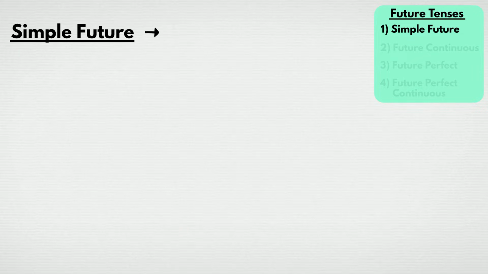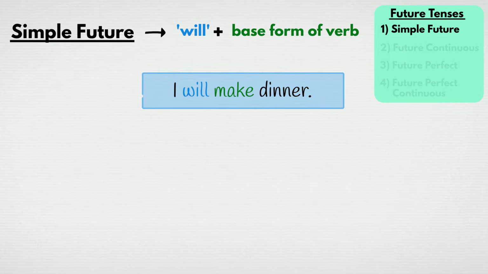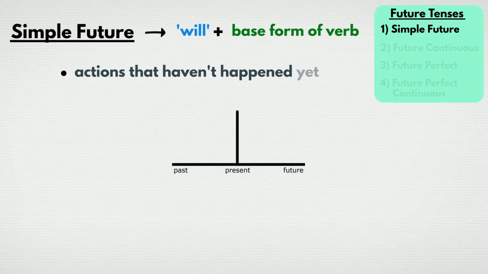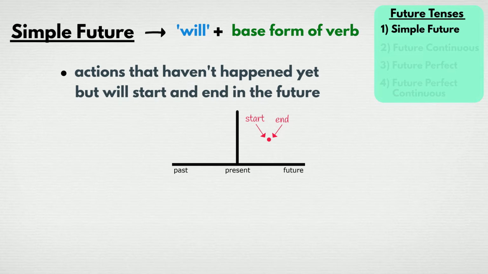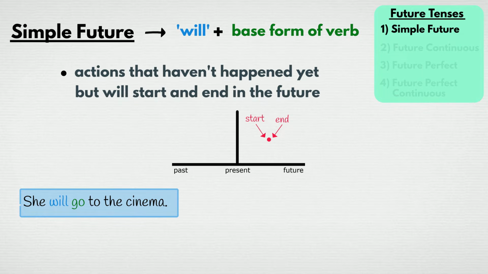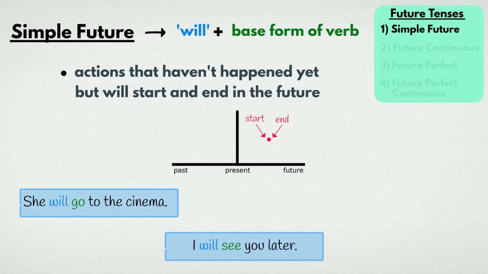Simple future is formed by using the word will followed by the base form of a verb, like in this sentence: I will make dinner. Simple future is used for actions that haven't happened yet, but will start and end in the future. For example, she will go to the cinema. I will see you later. He will drive his car.